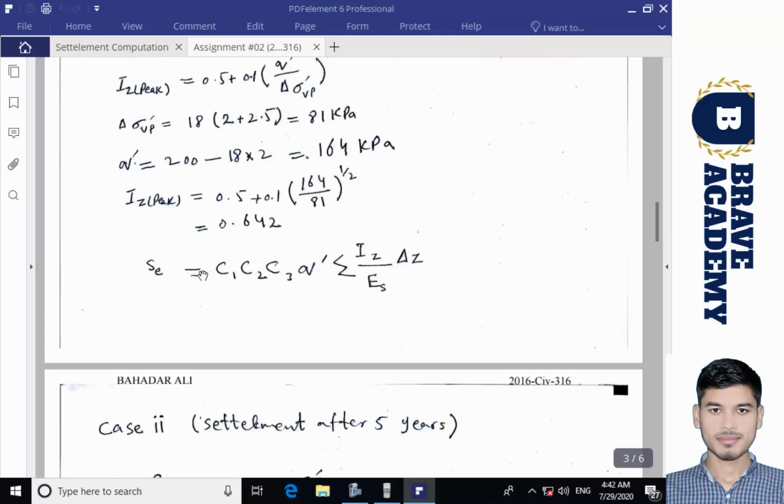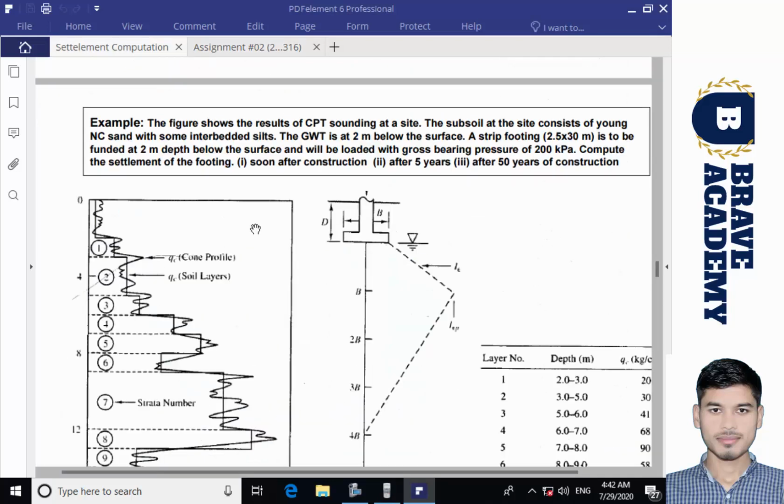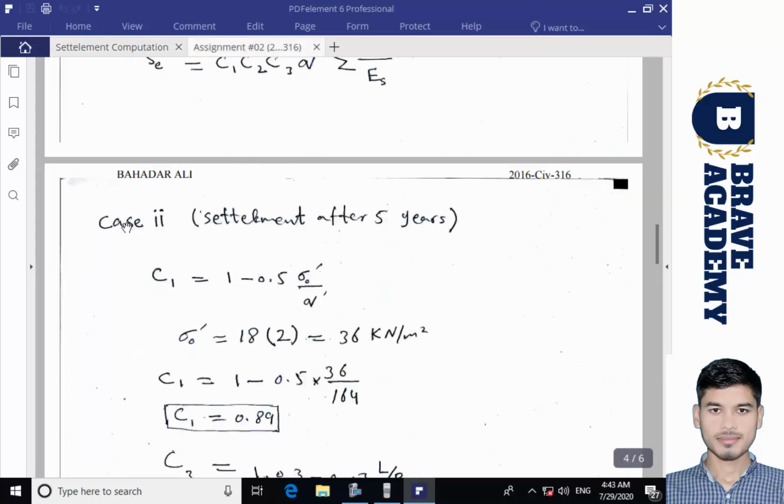Here you will use this formula, that is Schmertmann's formula, to find the elastic settlement of the soils. This is mainly for the sands. So Sc equal to C1 C2 C3 q prime summation Iz over Es into delta Z. There are three cases to find the settlement. First one is soon after construction, then after 5 years, and after 50 years of construction. So I calculate first for case 2.